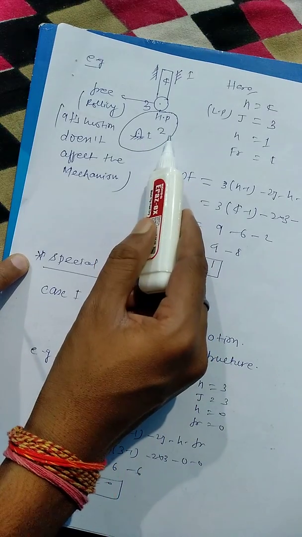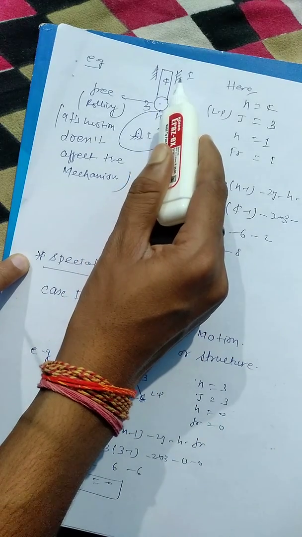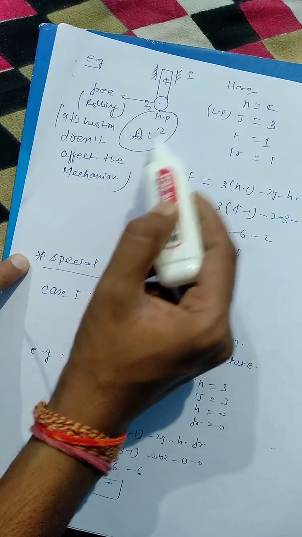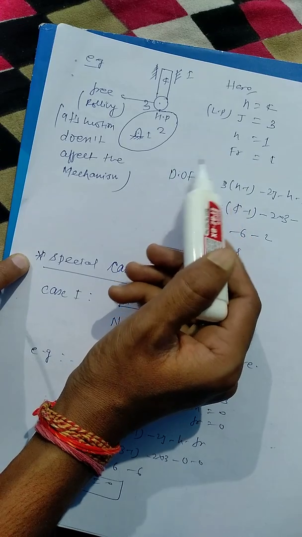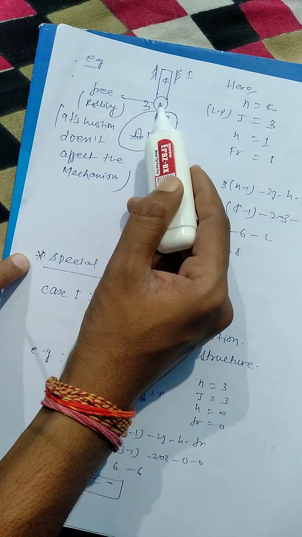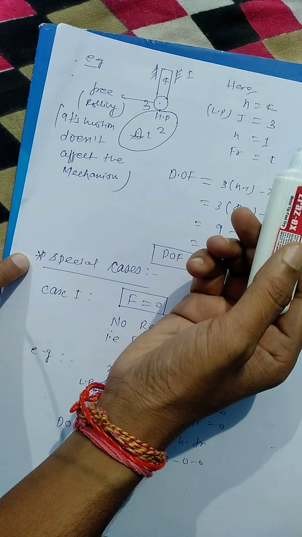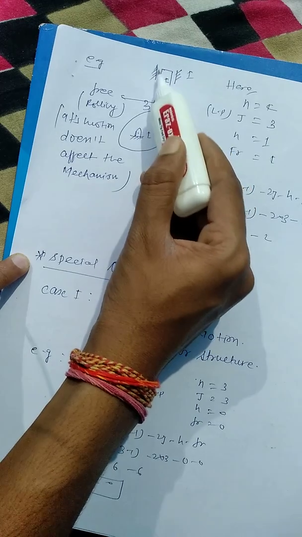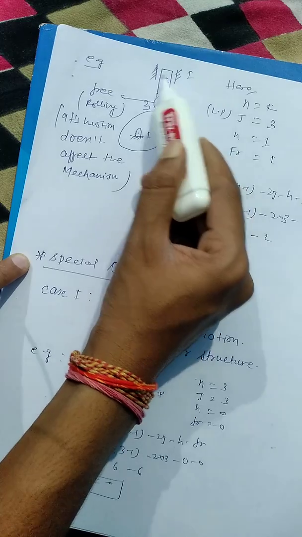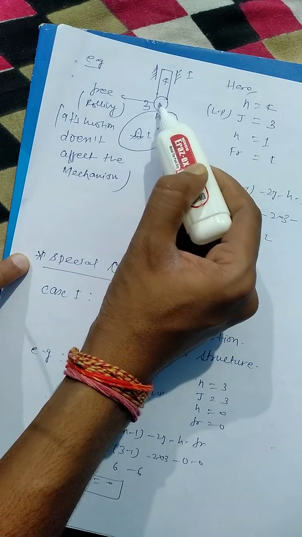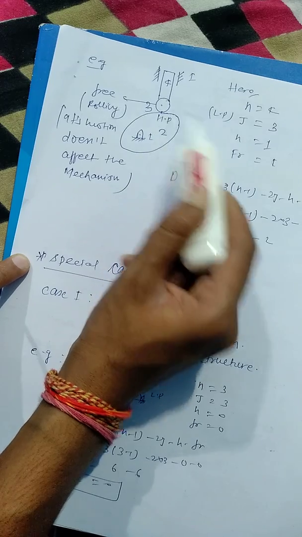In this problem, we have to find out the degree of freedom. Count the number of links: 1, 2, 3, 4. This one is fixed, so do not count it. So n equals 4. What are the joints? 1, 2, 3. In this part there is no turning pair, but it is a lower pair, a prismatic pair that can slide. So count this one: this is 1, this is 2, and this is 3. So joints equal 3. H is the higher pair, this is the part where there is point contact in the gear, so this is 1.